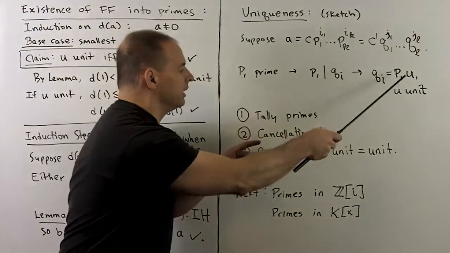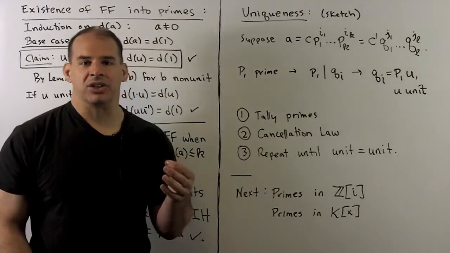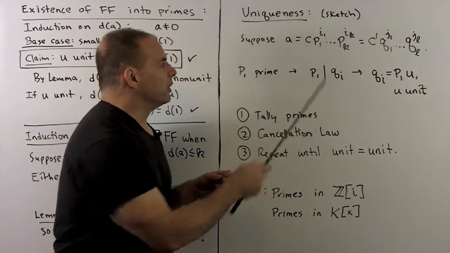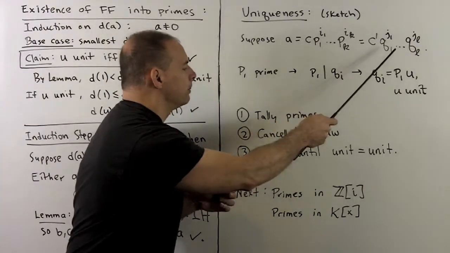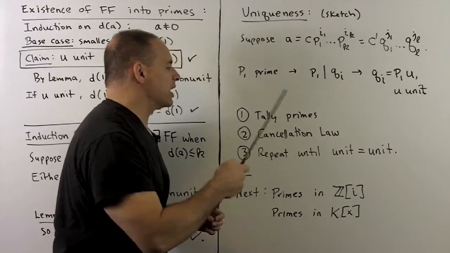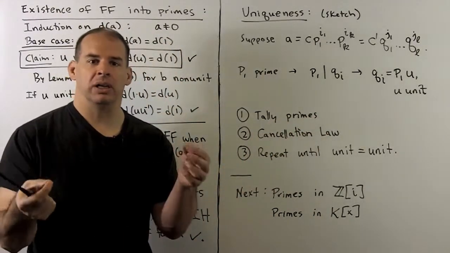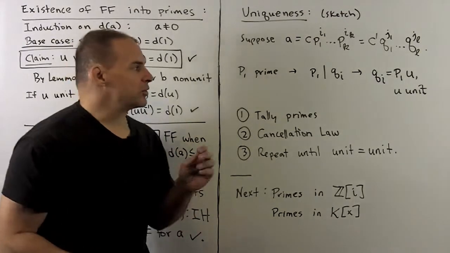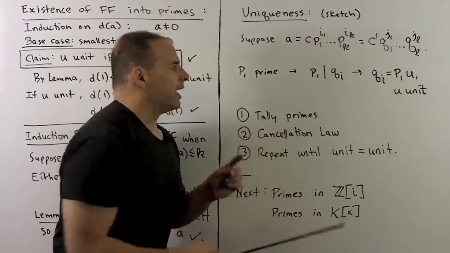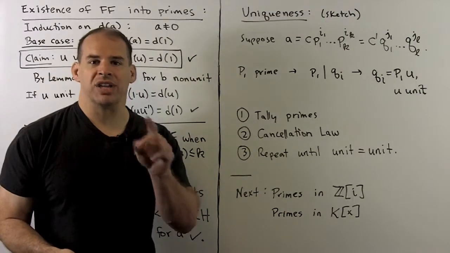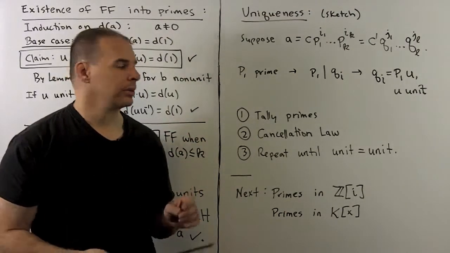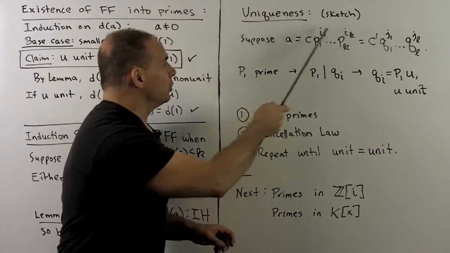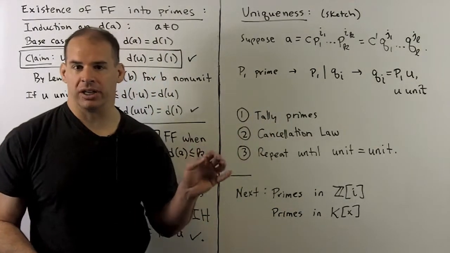We tally both of these. We apply the cancellation law. That's going to lower the number of primes on each side by 1. Then we just keep repeating this process, which must end in unit equals unit. So that's going to tally all the primes that occur, and we note that the number of primes on each side are equal. So that's our uniqueness proof, and you can put the induction together from that.